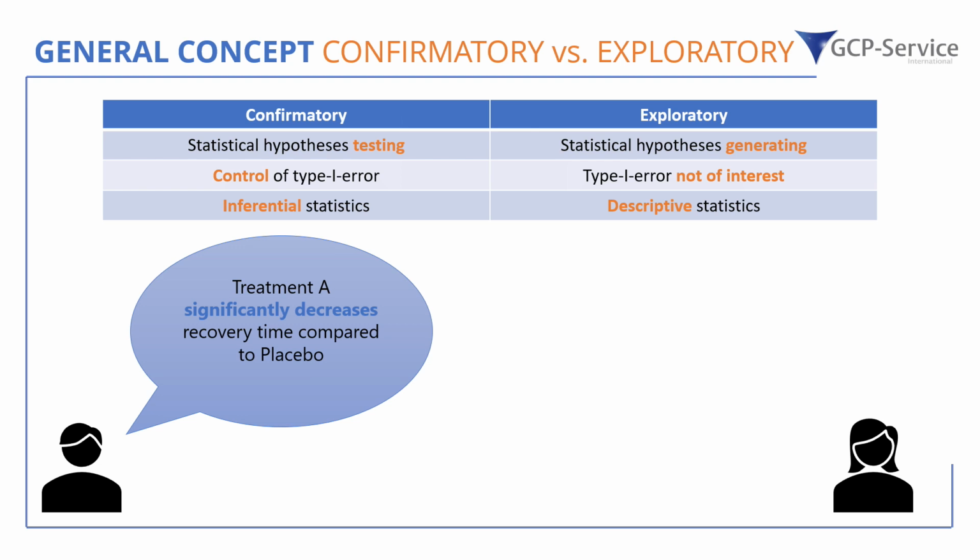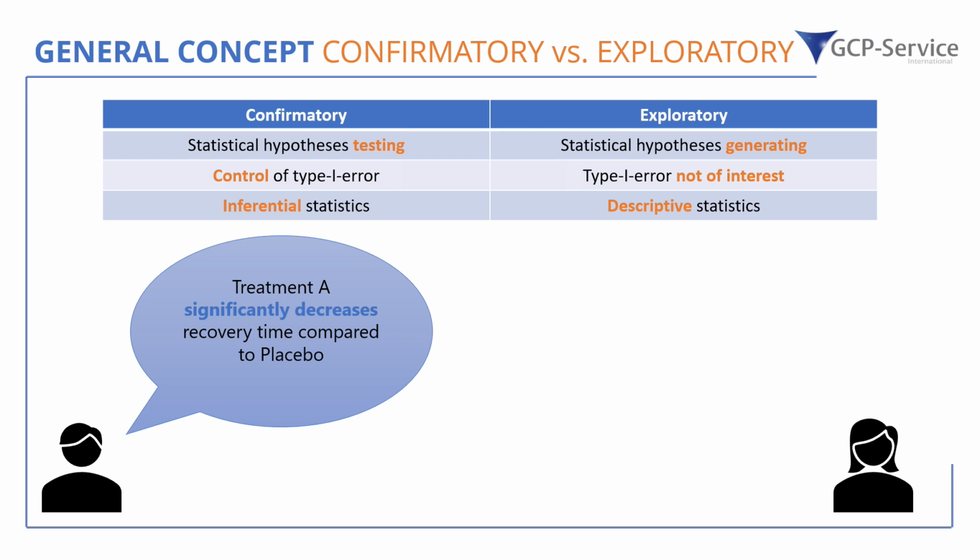On the other hand, we have the exploratory approach. And in an exploratory approach, we will do a lot of statistical tests. We will produce some p-values and so on, and test different subgroups and different endpoints and so on. And it's okay, because the type 1 error is not really of interest here.